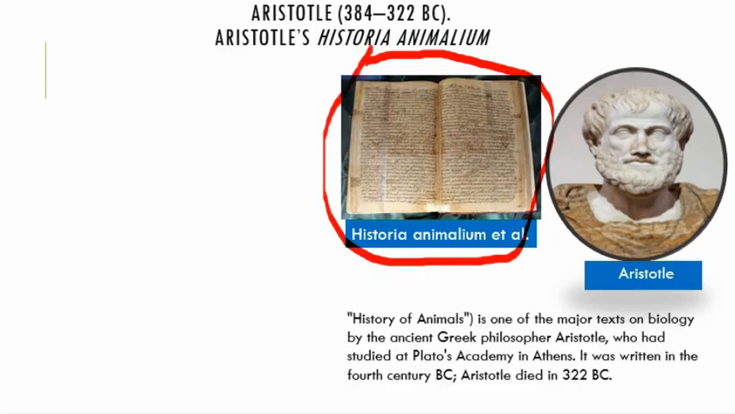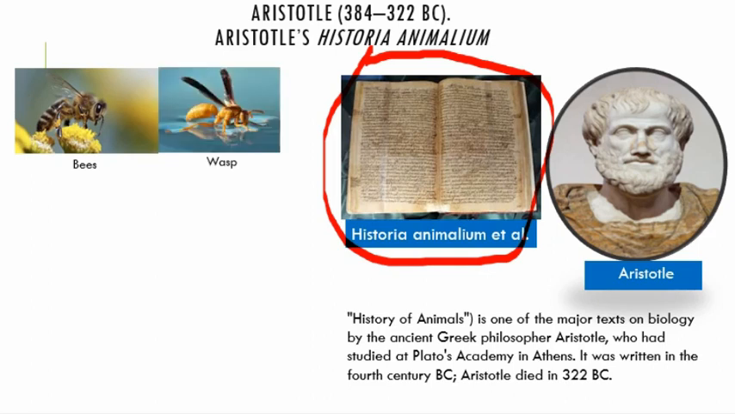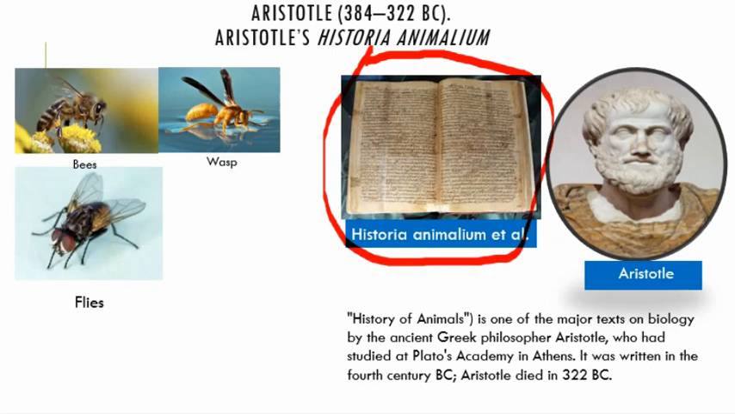History of Animals is one of the major texts on biology by the ancient Greek philosopher Aristotle, who had studied at Plato's Academy in Athens. It was written in the 4th century BC. Aristotle died in 322 BC. Now he divided insects into 4 groups: bees, wasps, flies, beetles.